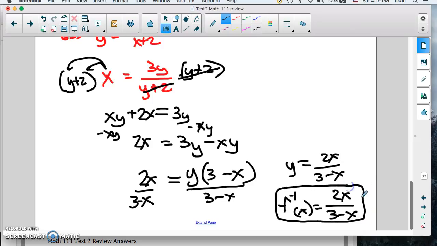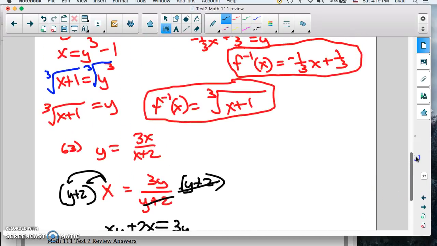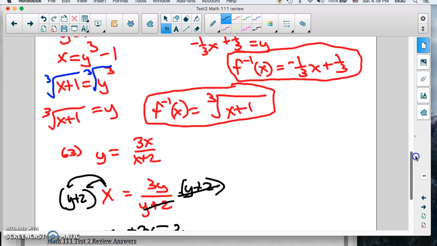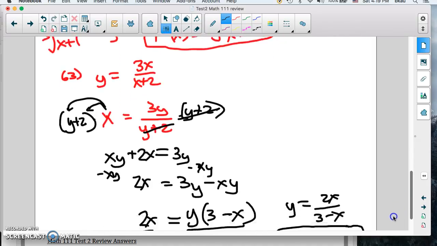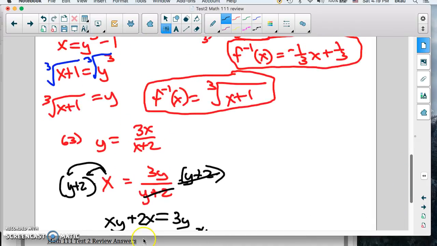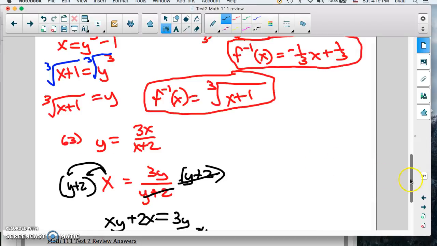And if we weren't sure, we could take the composite of the two. If you want to make sure, you just compose the two functions together and see if you get x both times. All right, and that's the end of the review. The review ends at 23. So that's the final review video.